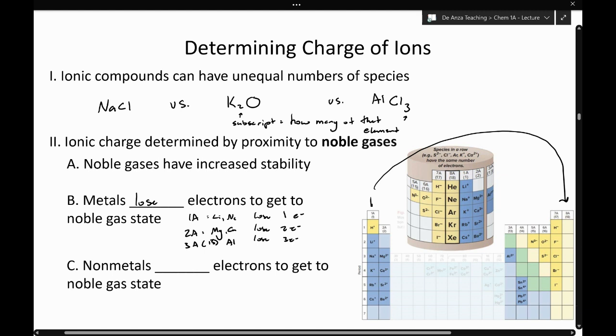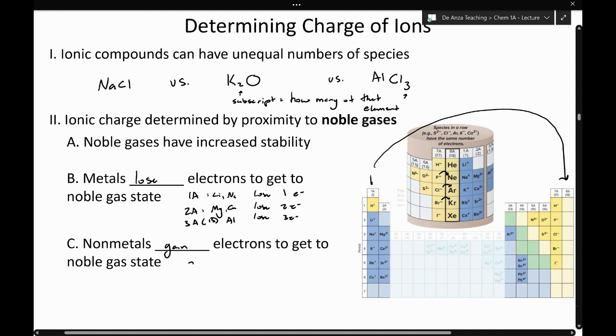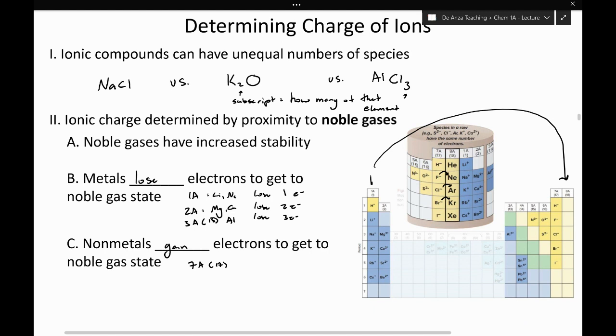And so where the metals are going to lose electrons, we expect the nonmetals to gain electrons. And they're going to gain the electron to get to a noble gas state. So fluorine is going to pick up an electron to become neon, or to look like neon. Chlorine is going to pick up an electron to look like argon. Bromine is going to pick up an electron to look like krypton. Okay? And so things like fluorine, which is in column 7A, which is also known as column 17, so fluorine, that's going to gain 1 electron.